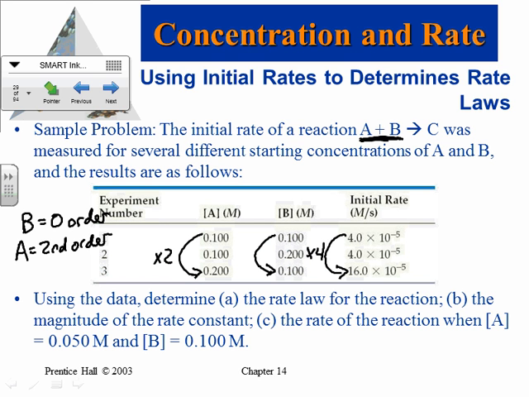Okay, so we want to write the rate law for that reaction. So the rate here is going to equal k times A squared, because it's second order. And then I don't have to put B in my rate law at all, because B is zero order. It doesn't affect the rate of the reaction. Okay, so that's my rate law for this reaction.